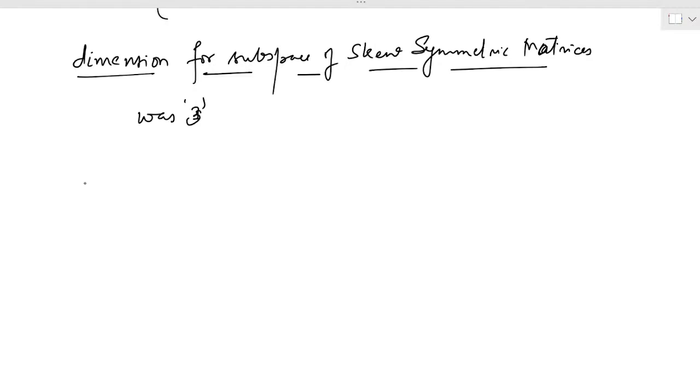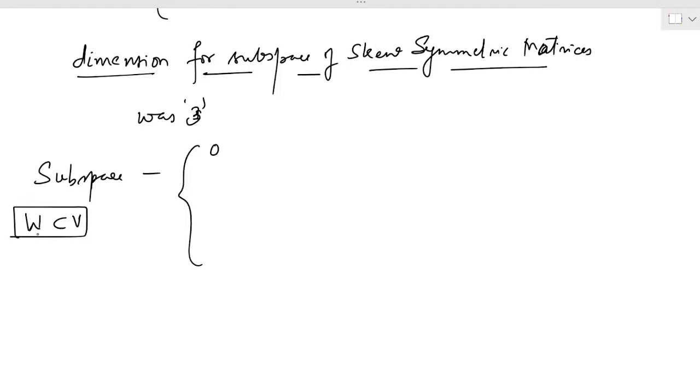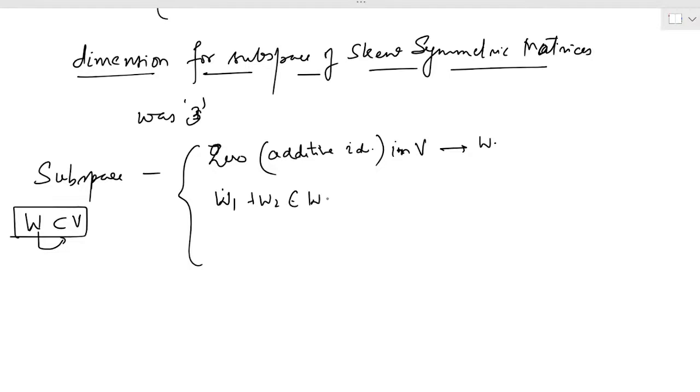Okay. So again, let me tell you what a subspace is. For example, I'm saying that W forms a subspace of V. Then the 0 vector in W, or you can say the additive identity in V, must be in W. Secondly, if I take elements W1 and W2 from W, then W1 plus W2 should belong to W. That is, closure must hold with regards to vector addition, and with regards to scalar product also.